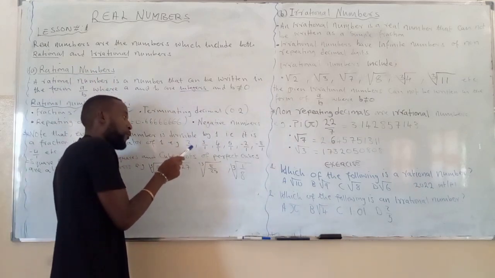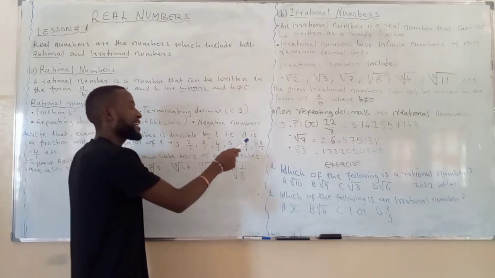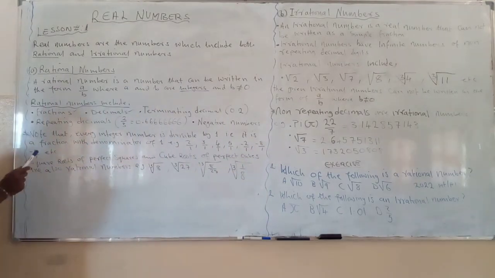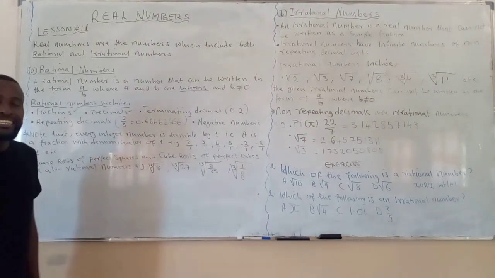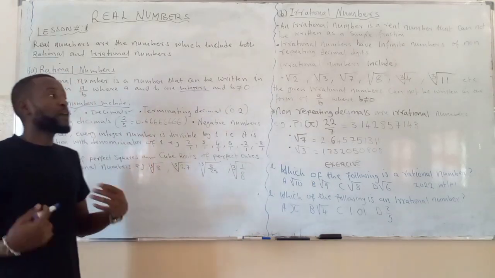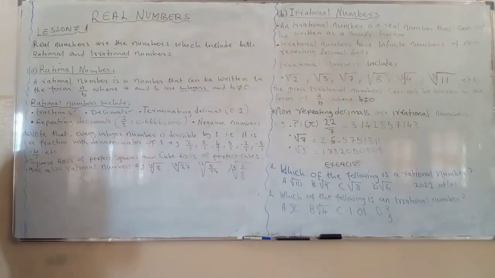2 is divisible by 1. 3 is divisible by 1. 4 is divisible by 1. -2 is divisible by 1. -8 by 1. Also -4 by 1. Also -100. It is a rational number because it is divisible by 1. That is what we mean by the definition of rational numbers.